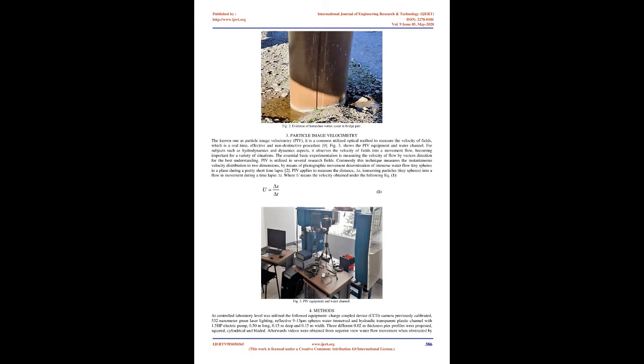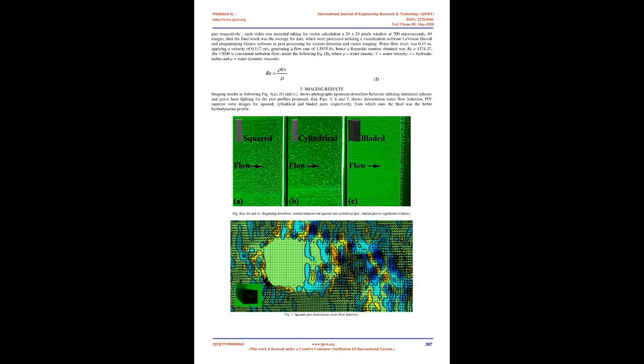Fig. 2. Evidence of horseshoe vortex scour in bridge pier. 3. Particle image velocimetry. The one known as particle image velocimetry, PIV, is a commonly utilized optical method to measure the velocity of fields, which is a real-time, effective and non-destructive procedure. Fig. 3 shows the PIV equipment and water channel. For subjects such as hydrodynamics and dynamics, it observes the velocity fields in a flow movement, becoming important for a variety of situations. The essential basic experimentation is measuring the velocity of flow by vector direction for the best understanding.